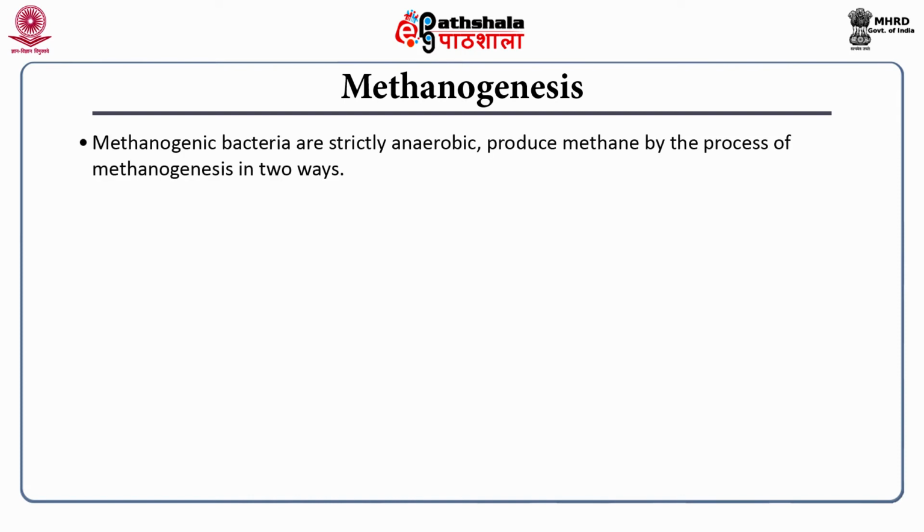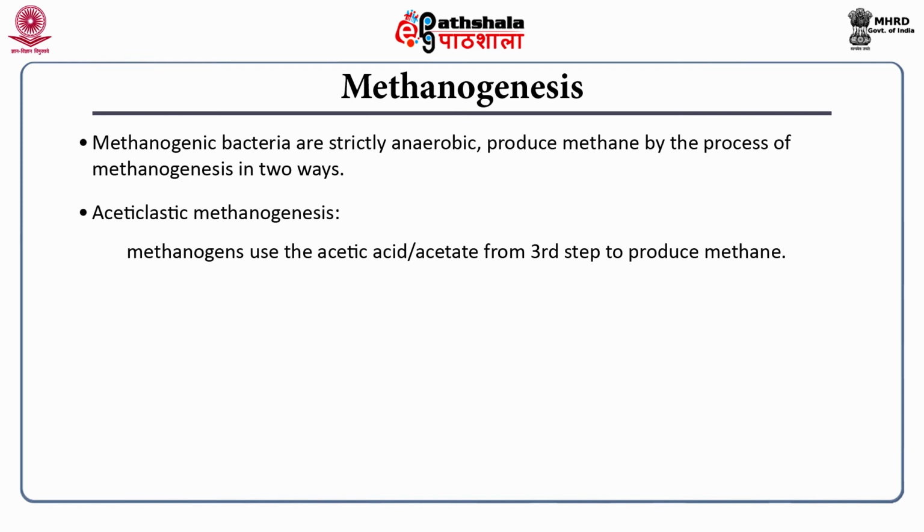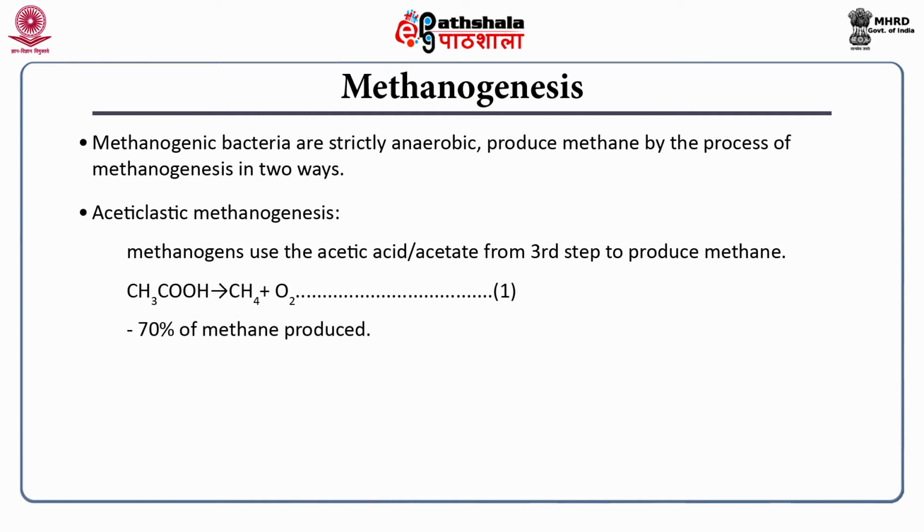In this step, the methanogenic bacteria, which are strictly anaerobic, produce methane by the process of methanogenesis. There are two types of methanogenesis, acetoclastic and hydrogenotrophic methanogenesis. In acetoclastic methanogenesis, the methanogens use acetic acid or acetate from acetogenesis to produce methane. You can see in this equation, acetic acid produces methane plus CO2. This reaction, acetoclastic methanogenesis, accounts for around 70% of the methane produced from this anaerobic process.